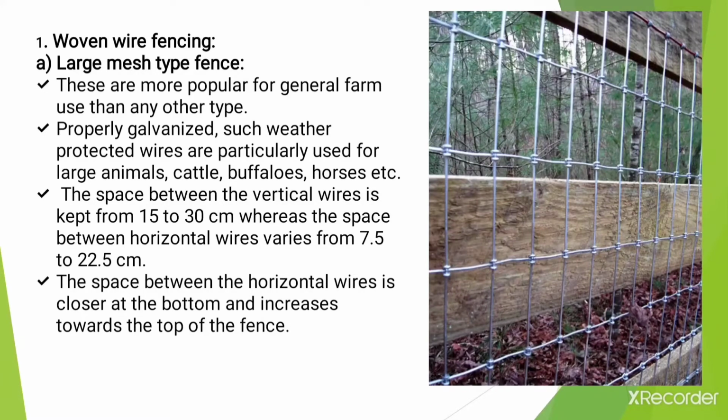So the first major type is woven wire fencing, and the first subtype here is the large mesh type fence. These are more popular for general farm use than any other type. In this type, the wires which are used are properly galvanized and weather protected, and are particularly used to confine large animals like cattle, buffaloes, horses, etc.